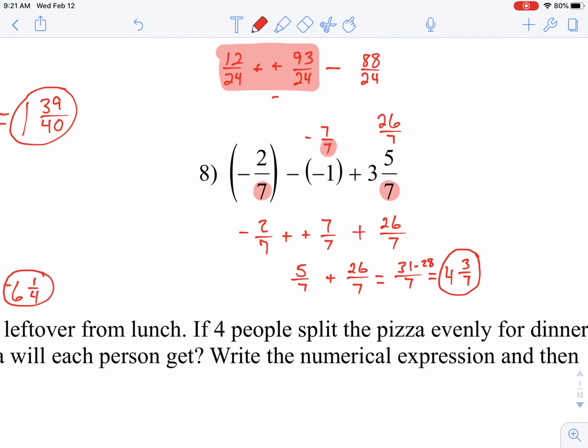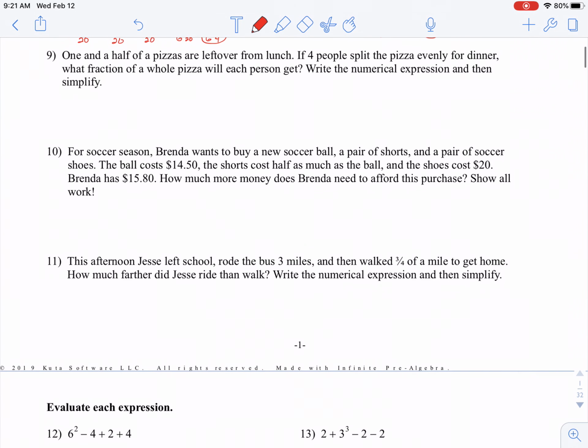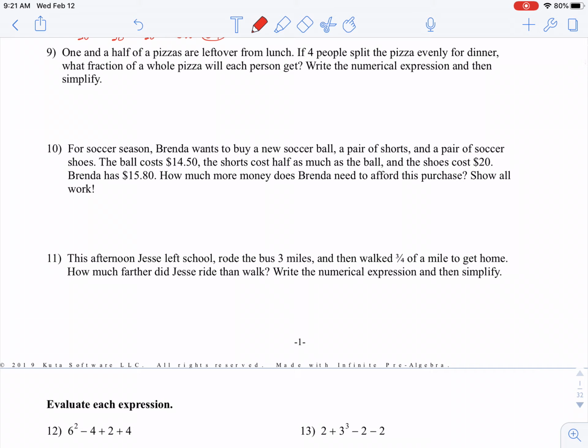Now we're going to take a look at some story problems, and in this case, the easiest way to do this is to read the problem first. So 1 1/2 pizzas are left over from lunch. If 4 people split the pizza evenly for dinner, what fraction of the whole pizza will each person get? Write the numerical expression and then simplify.